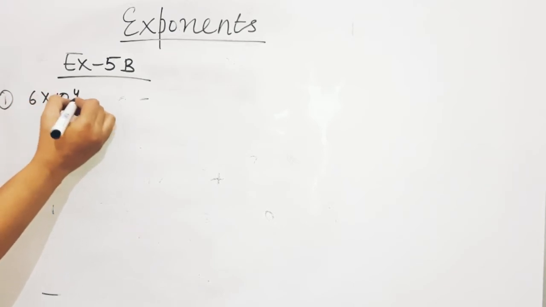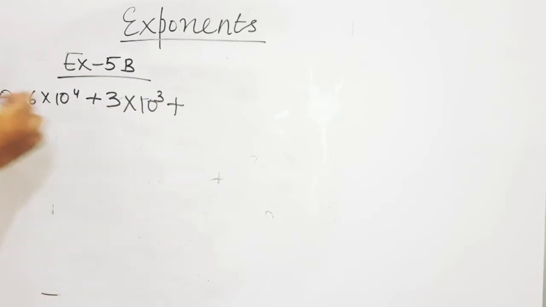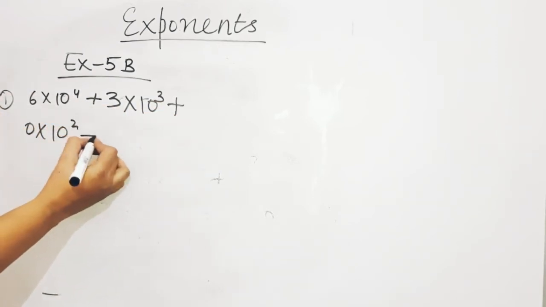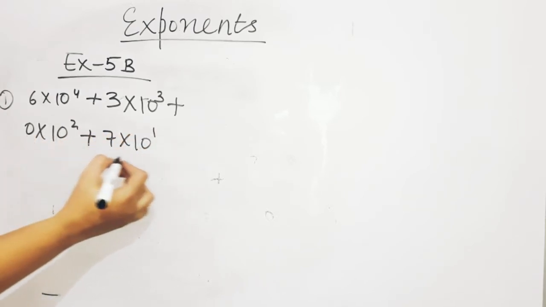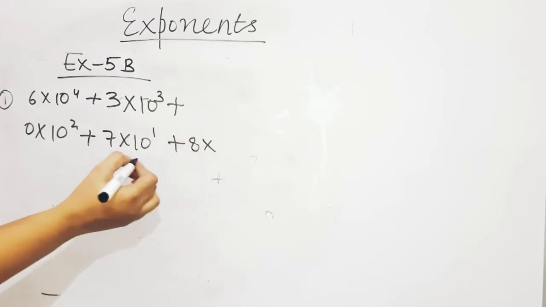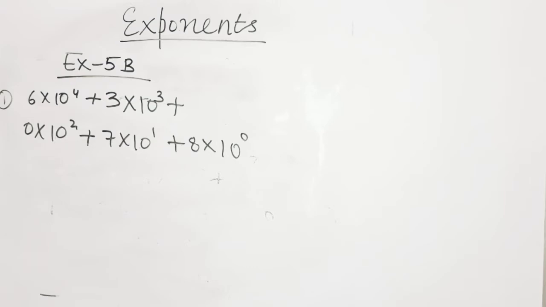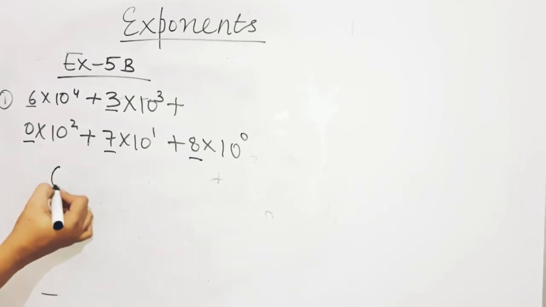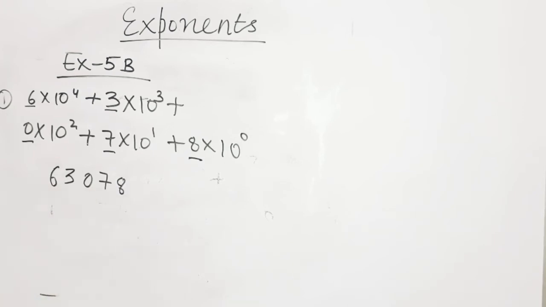Option is 6 multiplied by 10 to the power of 4 plus 3 multiplied by 10 to the power of 3 plus 0 multiplied by 10 to the power of 2 plus 7 multiplied by 10 to the power of 1 plus 8 multiplied by 10 to the power of 0. Is this the number? Now you will simply write the first digits of every term to form the numeral. 63078. Right? This is the number.